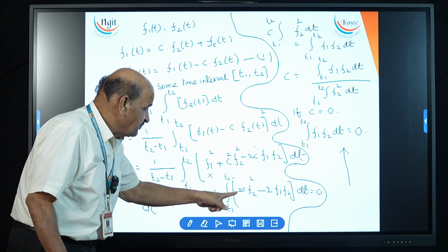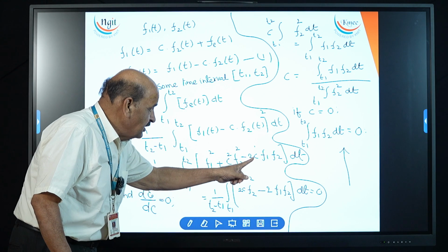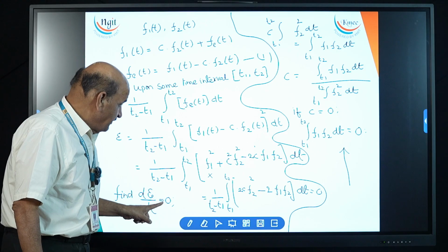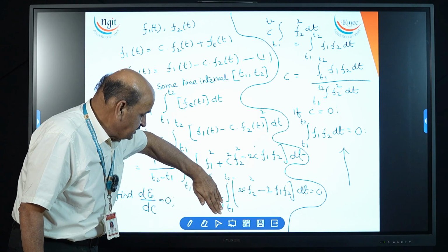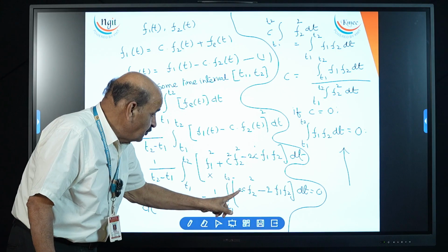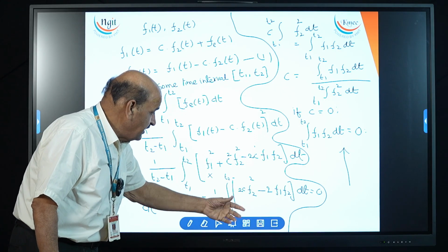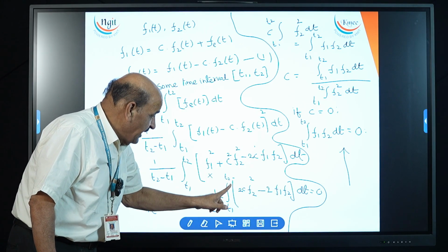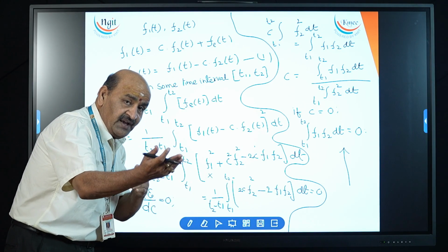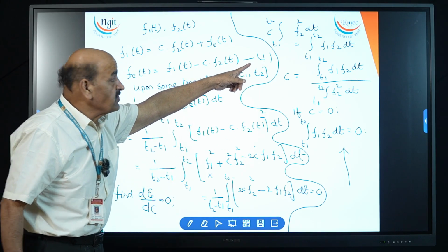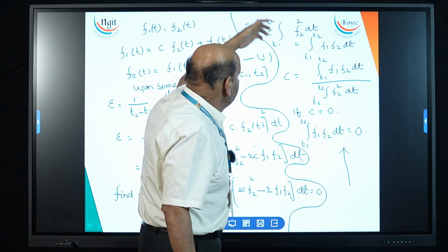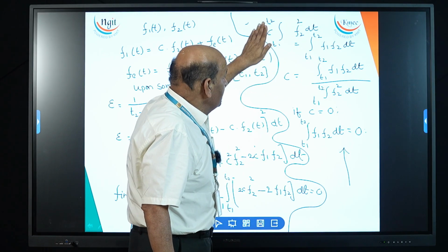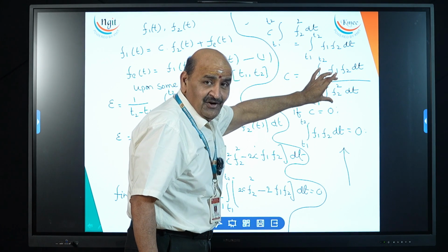C square will become 2c. F2 square is constant, so 2c becomes 2. F1, F2 is constant. As per the formula, this equals 0. This is constant, take it to the other side, 0. 2 is constant, cancel it. Now here are two integrals, this integral minus this one. Apply the integral to each one, taking these two to the RHS. That is the step. Now here C is a constant. C multiplying the integral equals that integral. Therefore, C equals numerator by denominator.